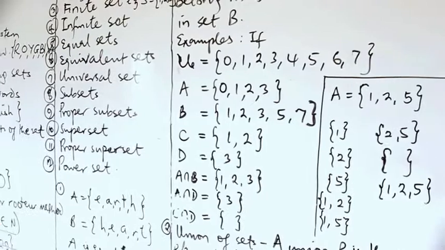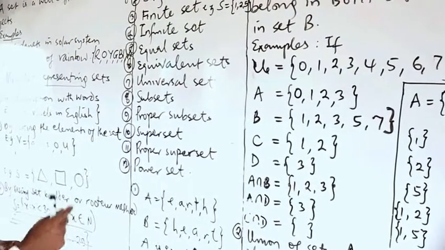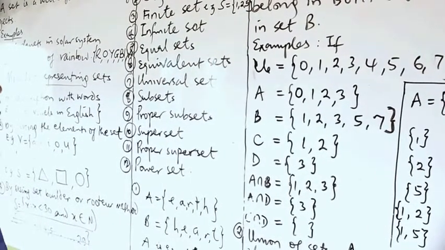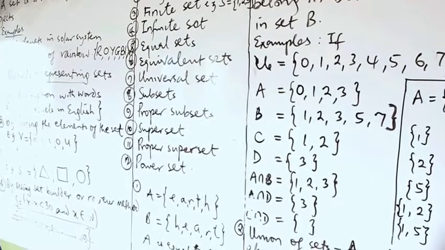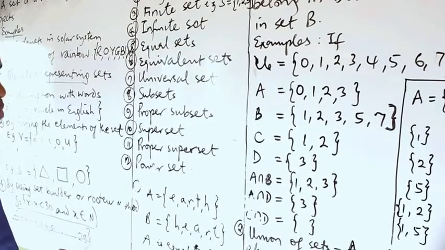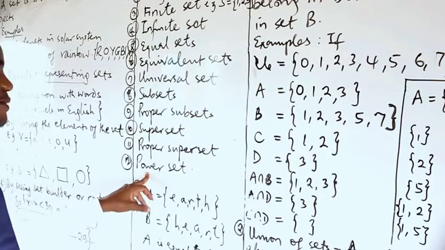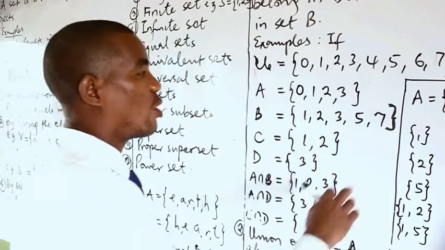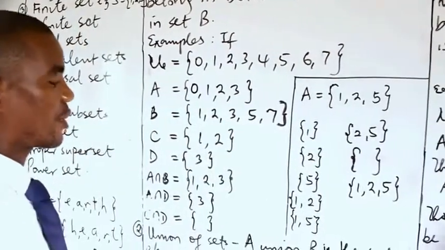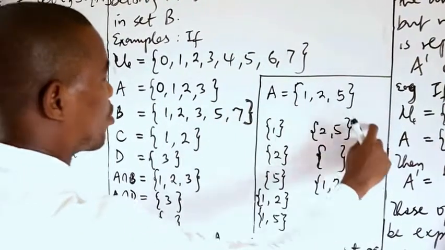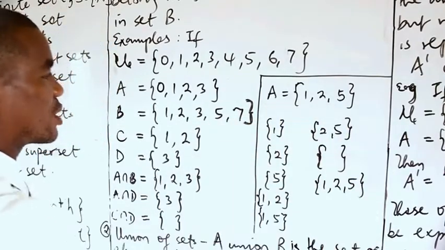Then we go to the 10th one, superset. A superset is a set that combines another set together. It's like the father of another set. Then we have proper superset and power set. Let me explain this power set. Power set is a set that combines all the subsets together.